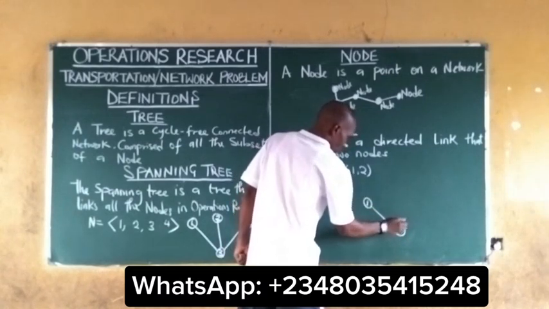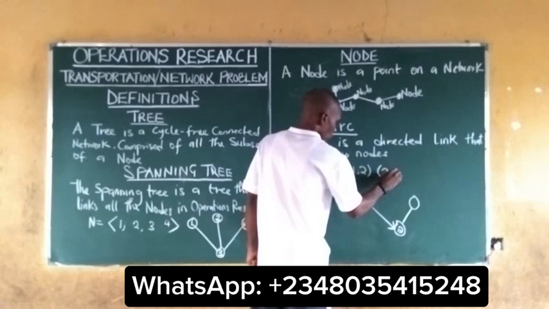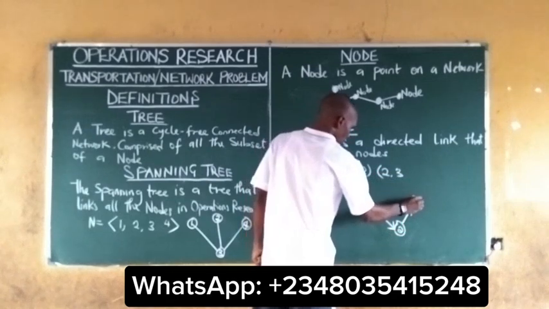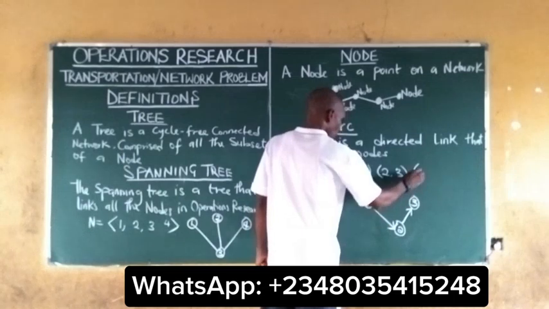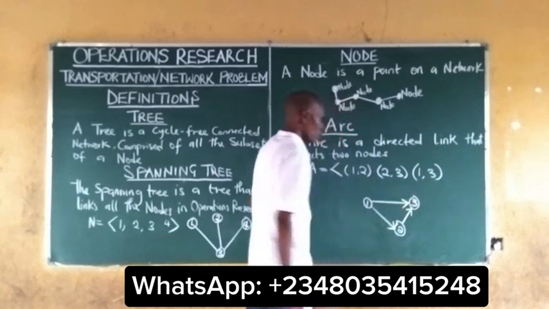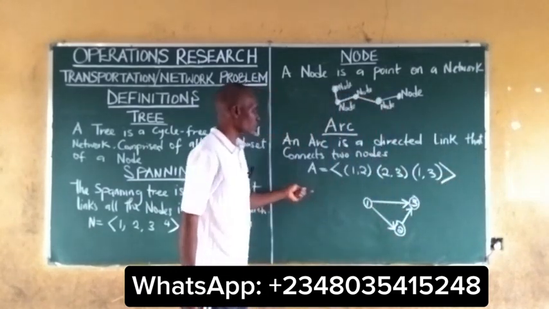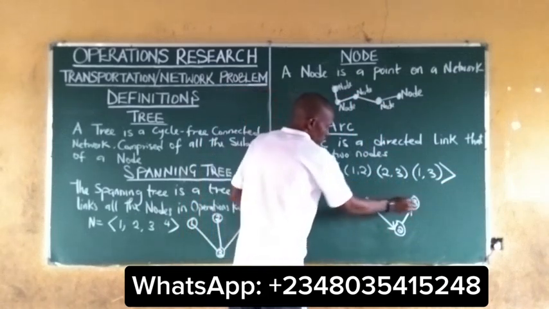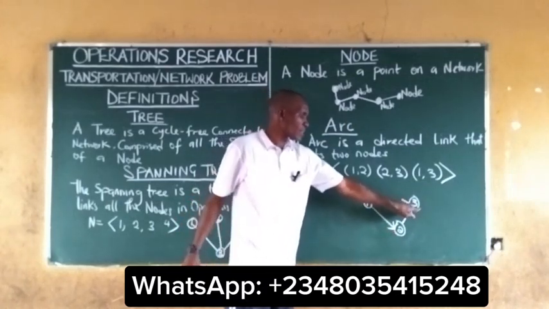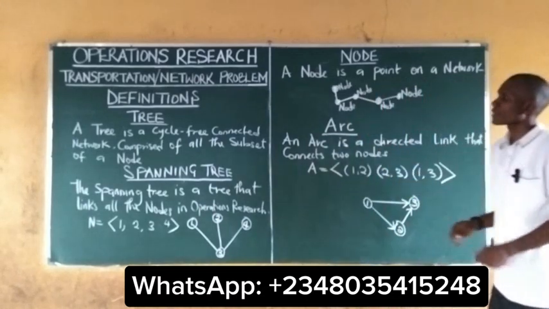one and two, two and three, and one and three. We can call this a node, an arc, sorry. An arc connects two nodes. This is a node, this is a node, this is a node. So one is connecting two, two is also connecting three, one is also connecting three. So this is what we mean by an arc.